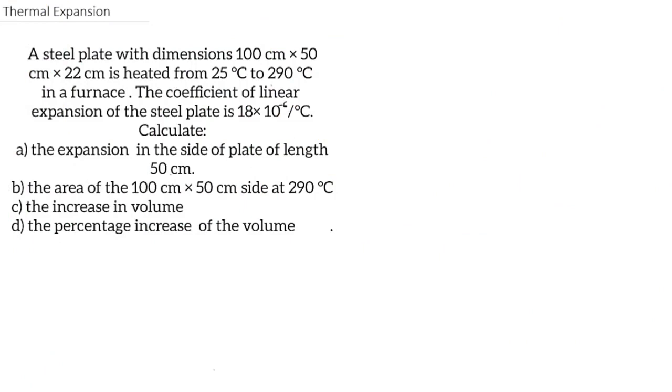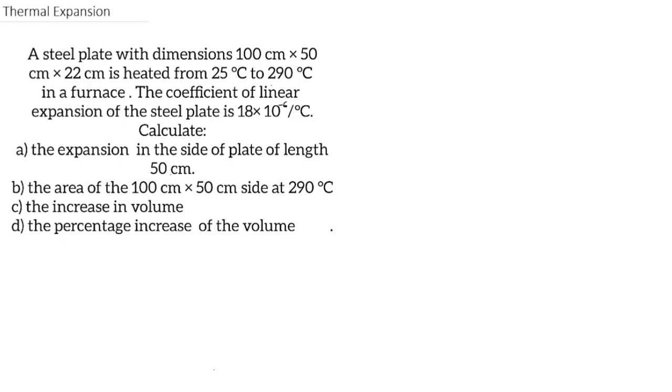In this lesson, we're going to be solving this problem. This problem is under thermal expansion. The problem reads as follows. A steel plate with the dimensions 100 cm by 50 cm by 22 cm is heated from 25 degrees Celsius to 290 degrees Celsius in a furnace. Calculate the expansion in the side of the plate of length 50 cm.